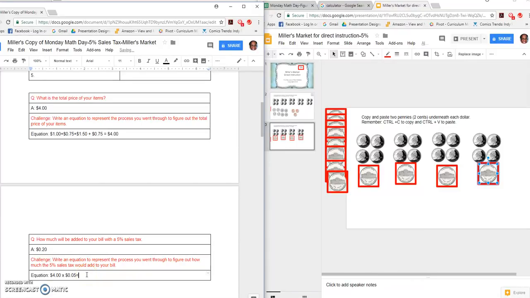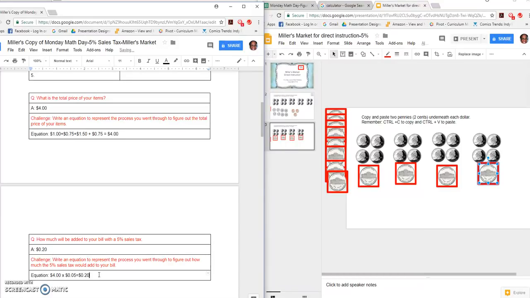And for me, this equals, I'm going to put my dollar sign, and then I'm going to put my 0.20. That's 20 cents. If I were to just put 2 like this, that would be $2. That's not right. That doesn't make sense. Why would I have $2 added on to a $4 purchase if it was just a 5% sales tax? So we need to think through and use some mental math with that as well.